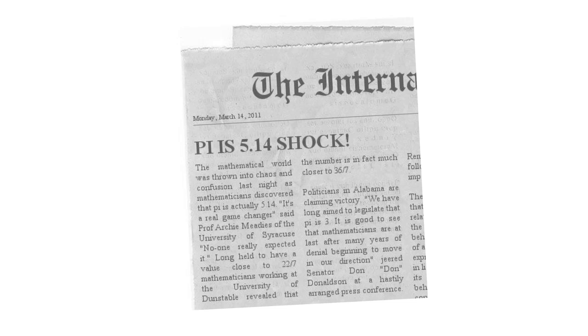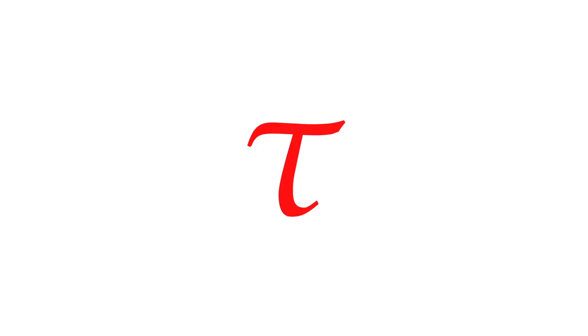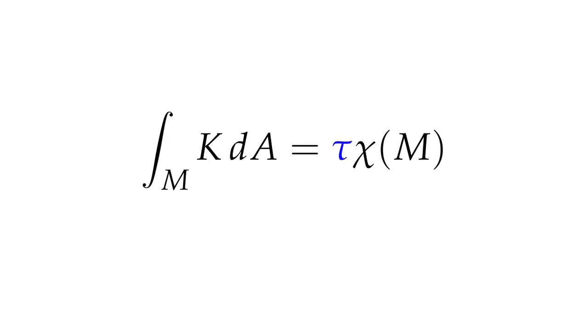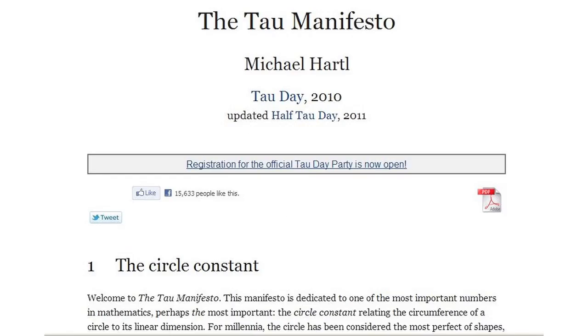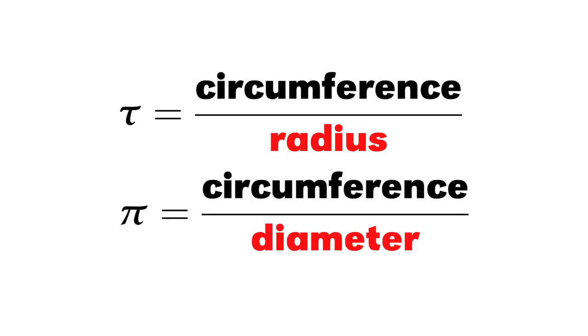Pallas proposed that we denote 2 pi with a double pi symbol. But that looks a bit odd, so instead let's use tau. Thus the normal distribution changes to, Gauss-Bonnet becomes, and so on. Using tau as good notation for 2 pi was proposed by Michael Hartle in his Tau Manifesto. He points out that if you want to associate a number to a circle, the most natural definition is circumference over radius, which gives tau, rather than circumference over diameter, which gives pi.